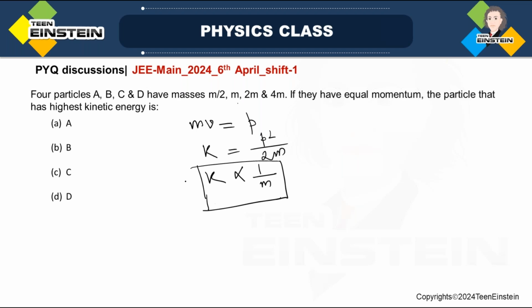Then what will be the answer for this question for the highest kinetic energy? m by 2 will be the mass which will have the highest kinetic energy, because it is inversely proportional. So particle A will have the maximum or the highest kinetic energy.